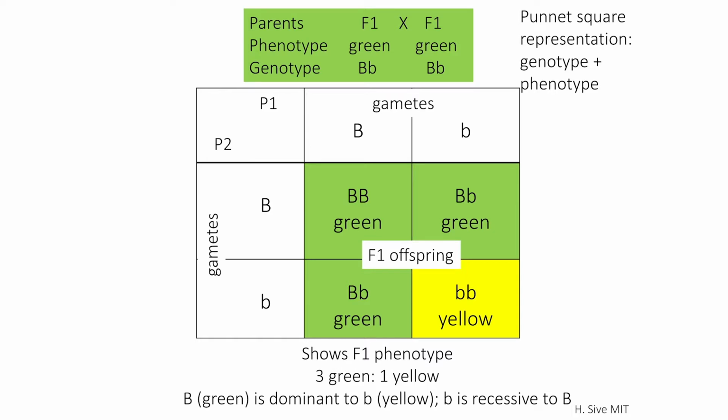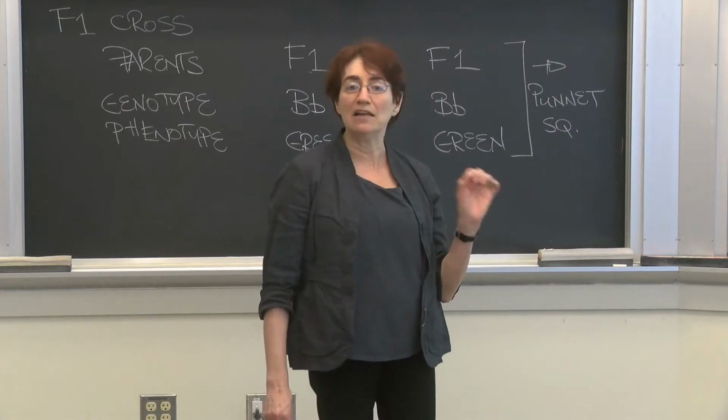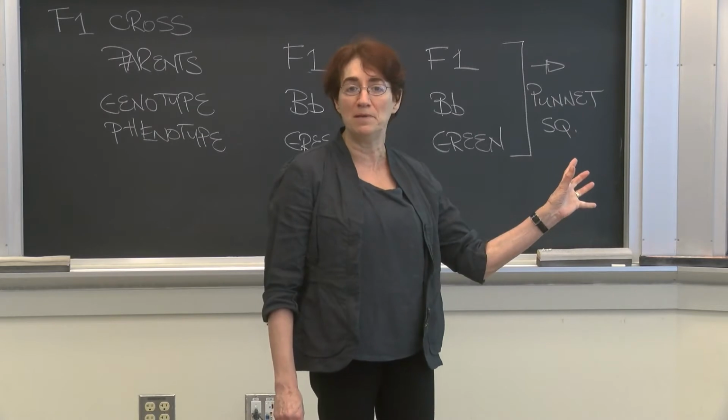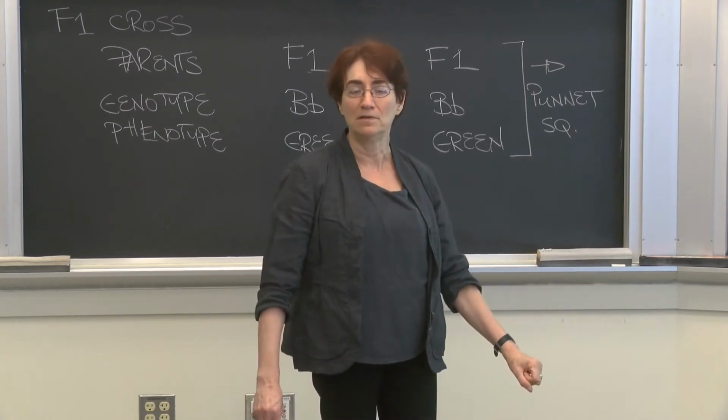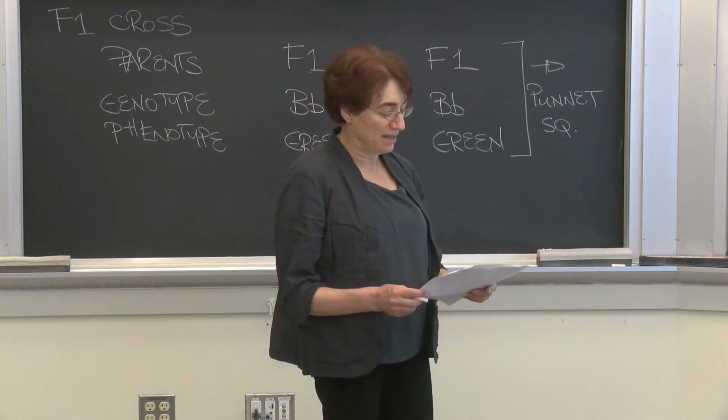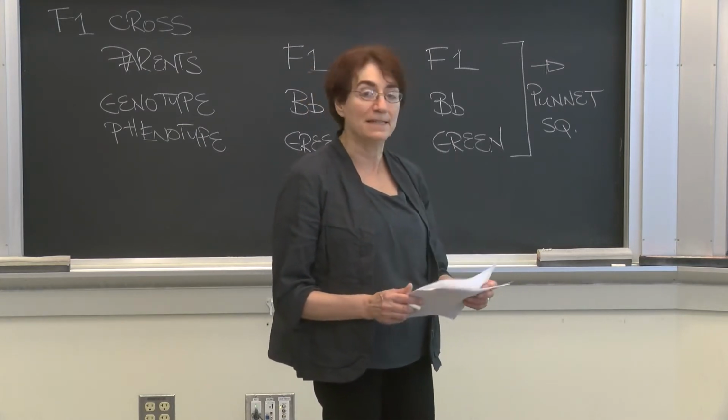And the little b has a different phenotype to the genotypes that have got a big B. And this again is an example of how we know that the big B allele is dominant to the little b allele. You only get yellow apples when you've got 2 little b's. When you've got any one big B, you're a green apple. Okay? So this is a Punnet square representation that has both genotype and phenotype.